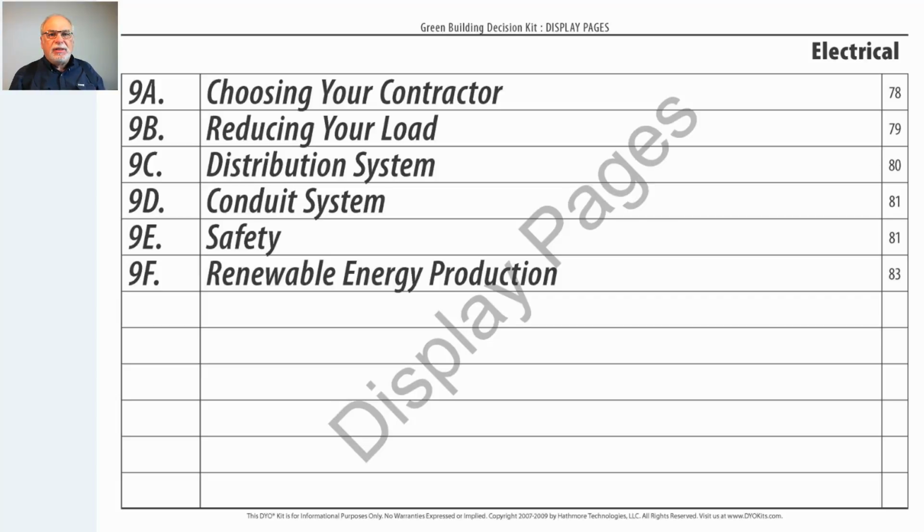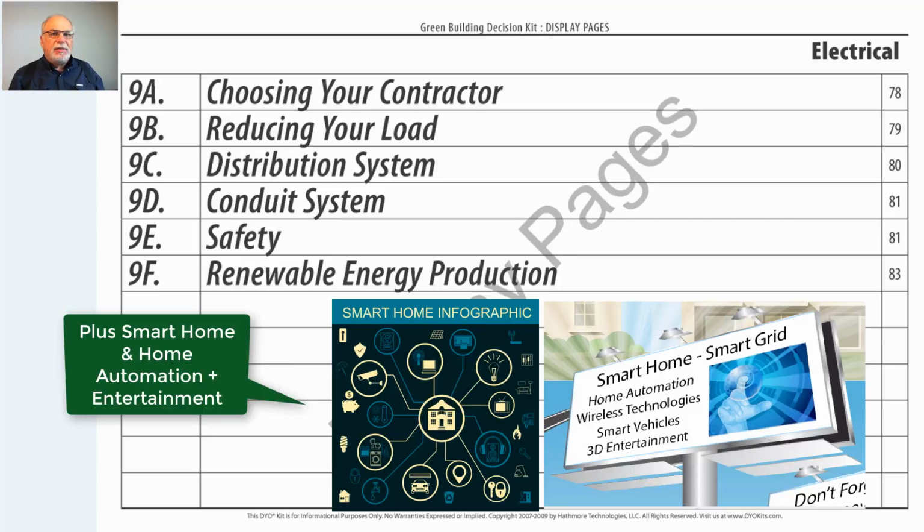9C is the distribution system throughout your house. There's some options you can use to reduce the cost of wiring. 9D, the conduit system. We'll cover that. 9E is safety, which of course is self-explanatory. We'll look into that. And 9F is renewable energy production, how to either incorporate for future renewable energy systems or how to build them in as you design your home or your small business.